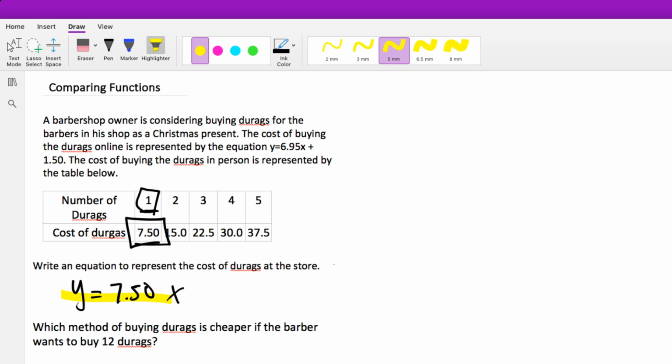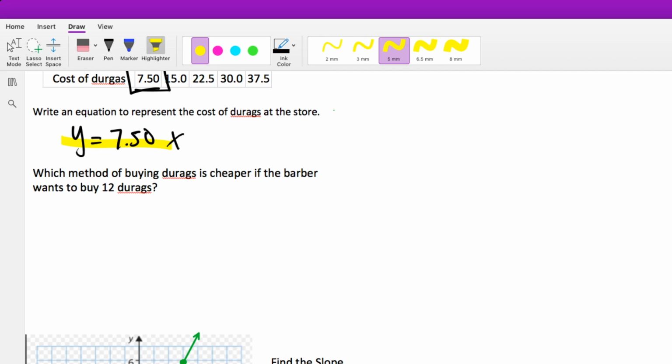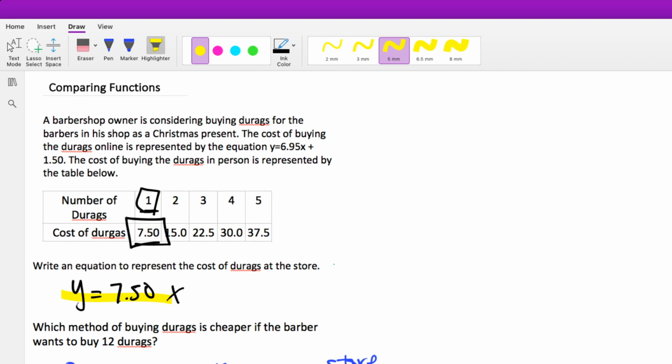Now the second part is telling us which method of buying do-rags is cheaper if the barber wants to buy 12 do-rags. So what methods are we comparing? We are comparing online versus at the store. And we know the equation for online because it's given to us in the problem up here. So we're going to go ahead and write that down.